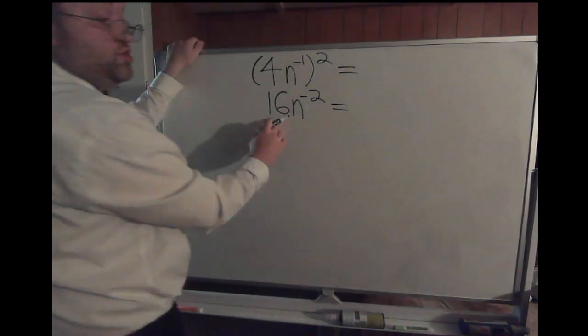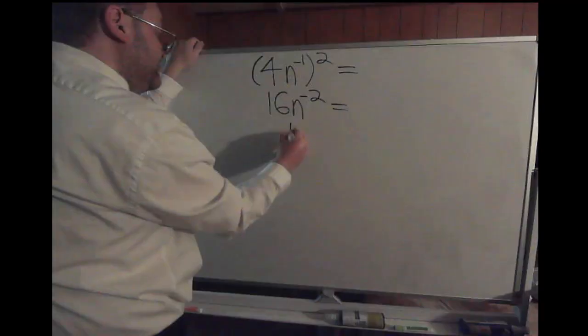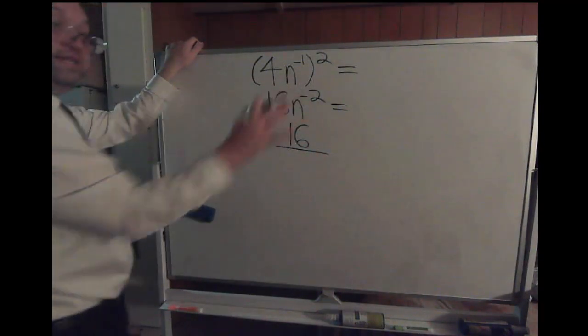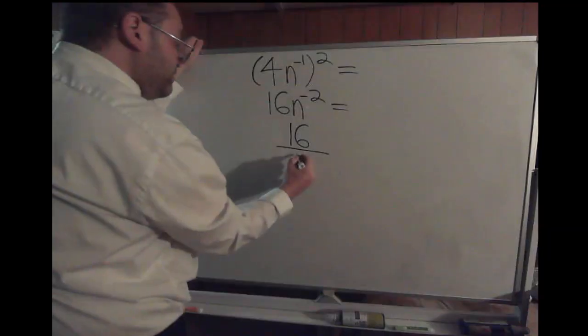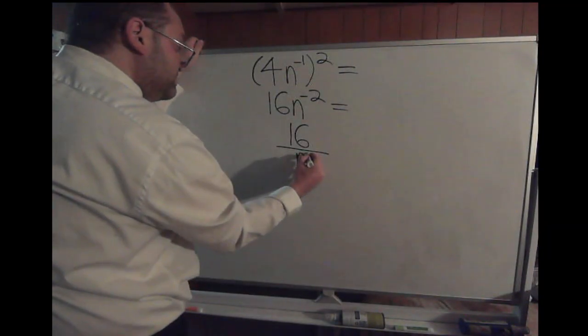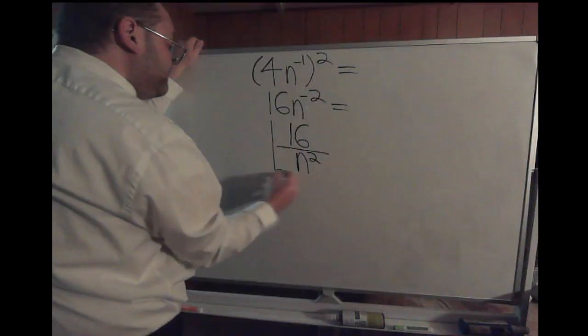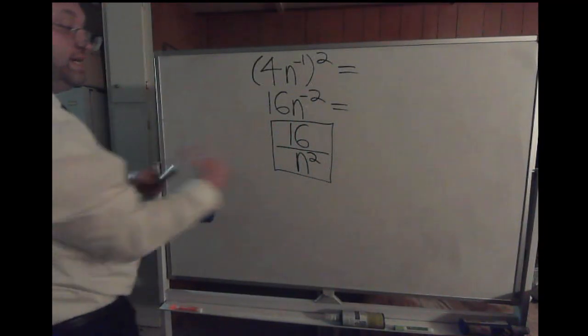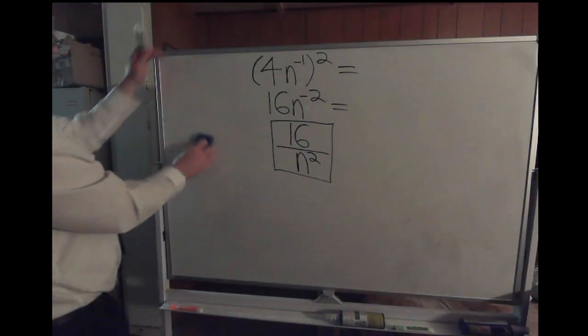Well, 16 is your coefficient, so therefore that ends up as your numerator. Now the n to the negative second part, you'll put your n in the denominator. That negative second in the denominator becomes a positive second. So the answer you should get for this would be 16 over n to the second power.